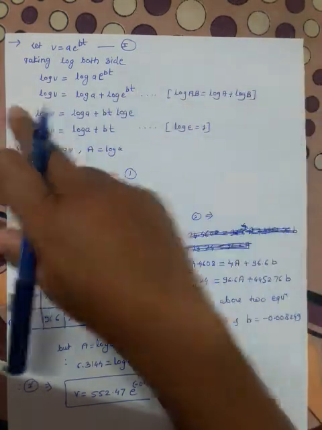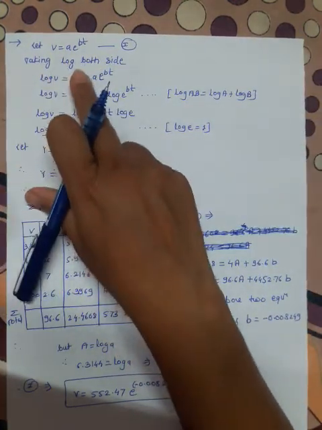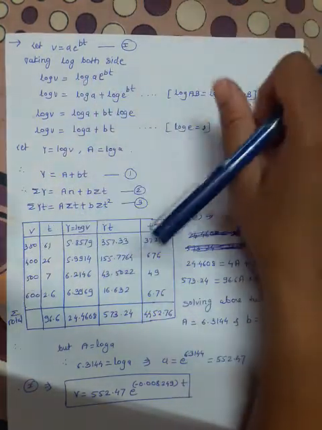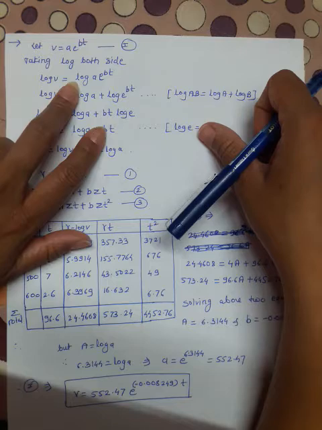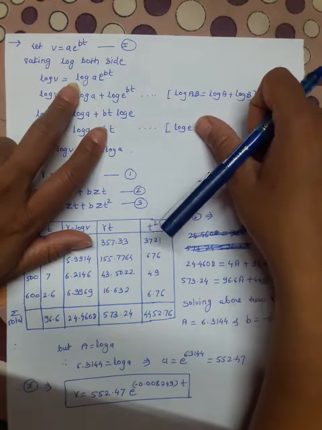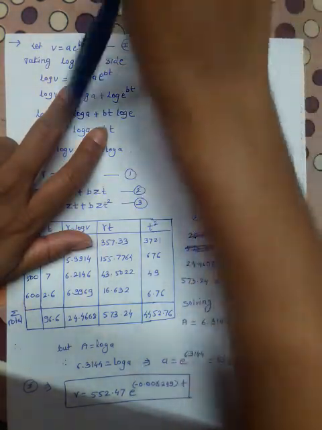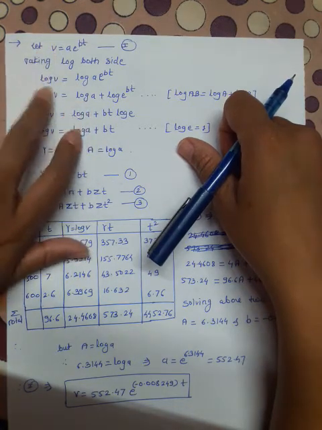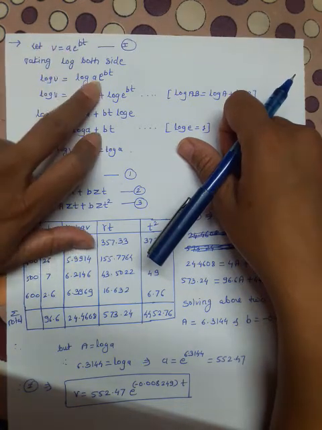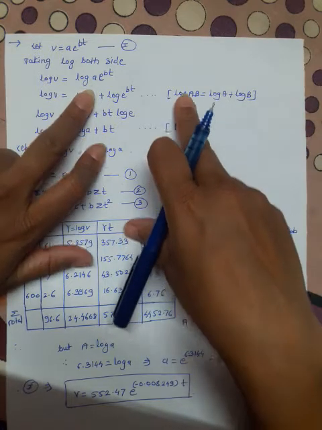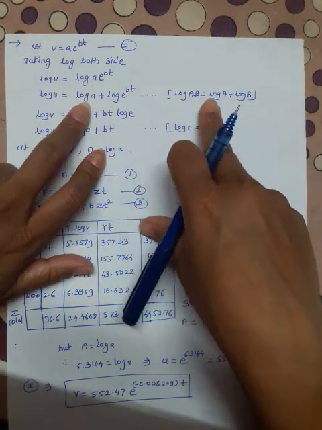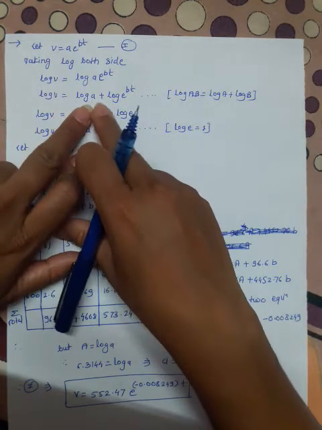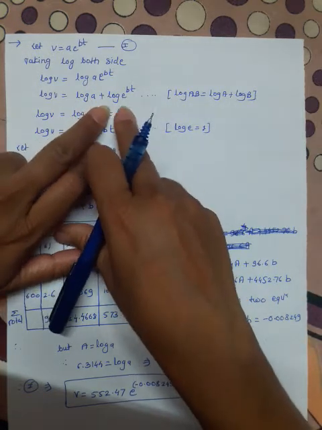Now let us take the log on both sides. Log to the base e, obviously, that is ln in your calculator. Now take log on both sides. We get log v is equal to log of a into e raised to bt. Now we know one formula for log: log of a into b is log a plus log b. Therefore use this here. We get log a plus log e raised to bt.